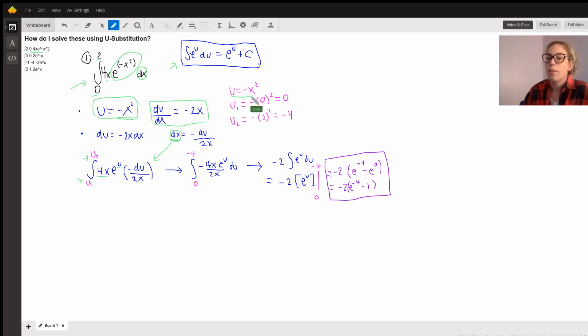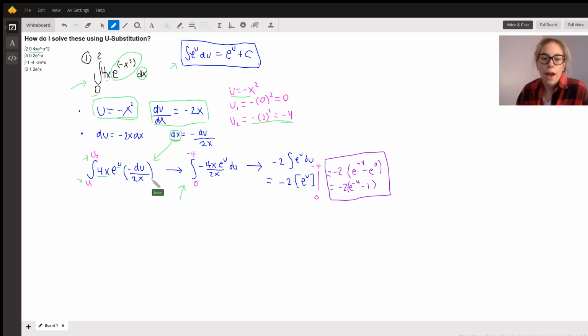So I have u equals negative x squared. So for this bottom term here, if x is equal to 0, I can find that u is also going to be equal to 0. For my upper bound, where I had 2, I can figure out that that in terms of u will be negative 4. So when I rewrite my integral in terms of u, I'm going to rewrite those bounds. Because if you leave it in terms of u and you solve your u integral from 0 to 2, you're not going to get the correct answer.